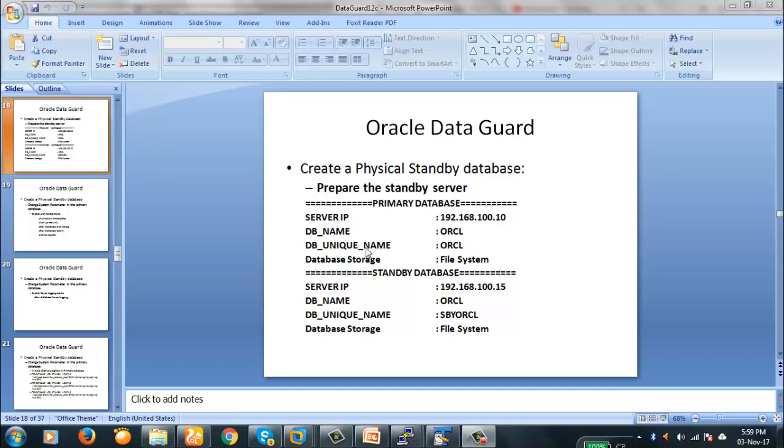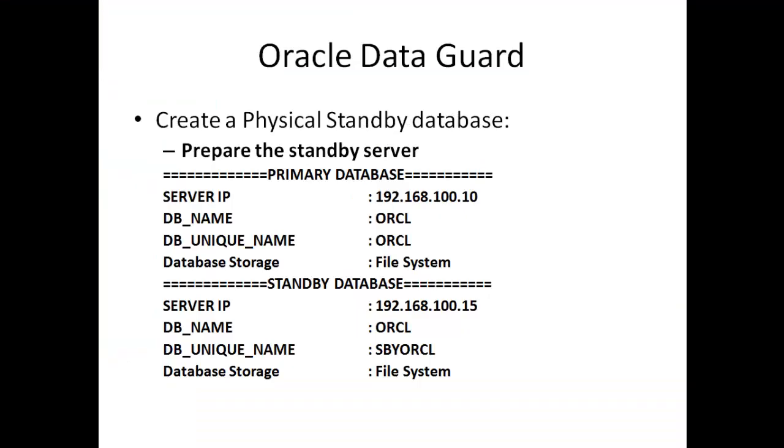We have two servers here. One is primary and one is standby database. In both databases, we are using file system as database storage. In the primary database, our server IP is this one. Database name is ORCL. DB unique name is ORCL. Database storage is file system.